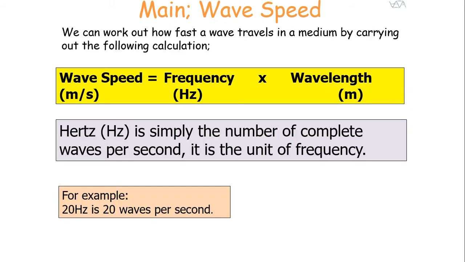Now, just to clarify this concept of hertz. Hertz is simply the number of complete waves per second. It's the unit of frequency. So, for example, 20 hertz means 20 waves per second, either 20 waves created per second by the source or 20 waves passing through a particular point.